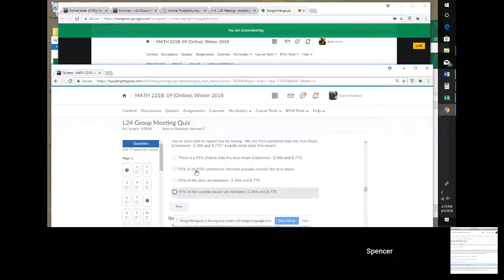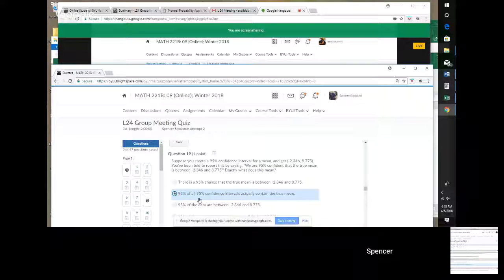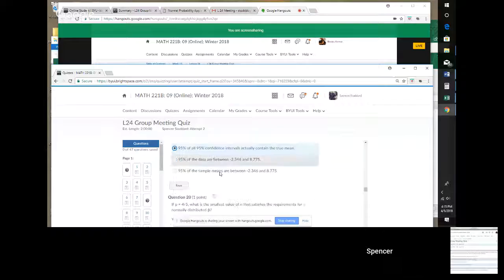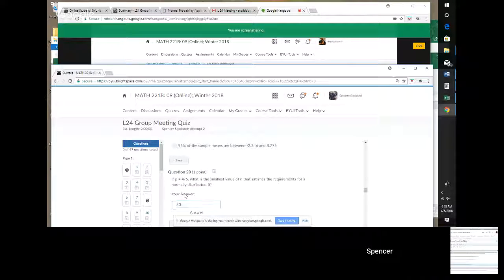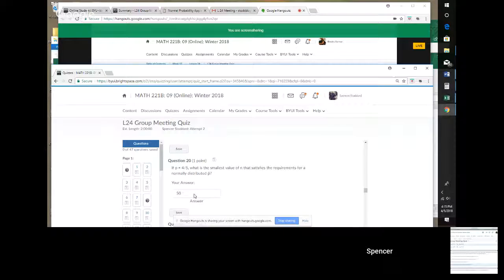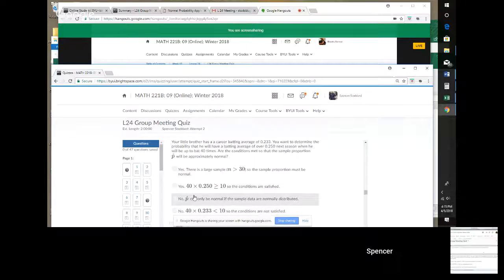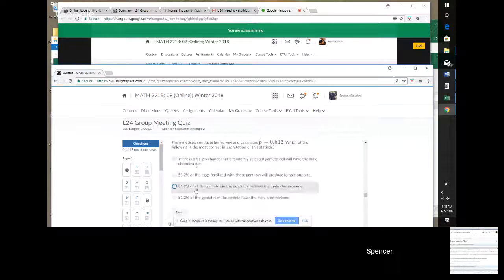19 is D. Oh, wait. Well, this is wrong. It's B, right? Yeah. 19 is B. Okay. That was my bad. 95% of all 95% confidence intervals can actually contain the true mean. Right? Yeah. Okay. I got 20 as 50, right? That's the number we're going to go with. Yes, the 50 is the new one. Okay. And 21. 21 is D. 22, D as well.